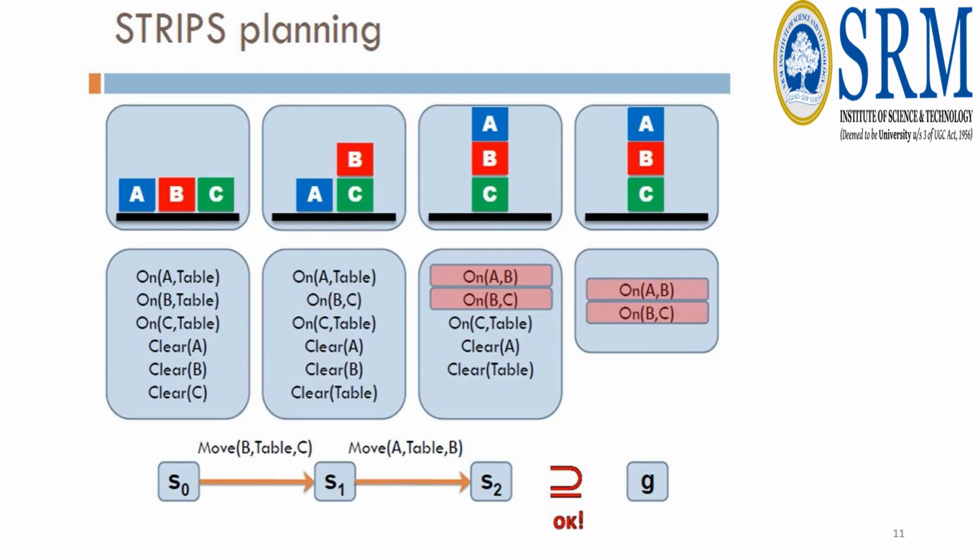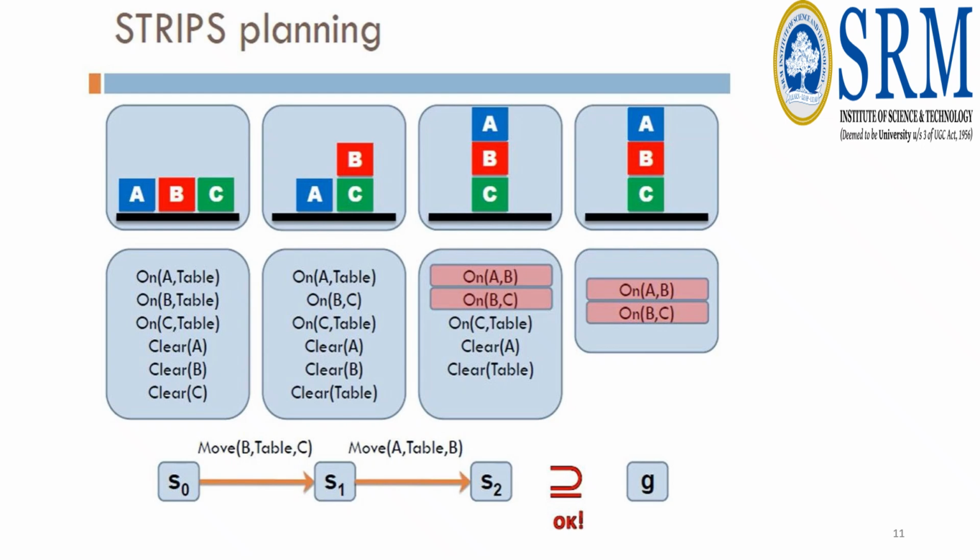Now we are going to move B onto C. How can it be represented? On of A comma table, on of B comma C, on of C comma table. Now we already have clear A and clear B. So now the ultimate goal is to move the representation, with A separated and B placed above C. That is about the next concept.